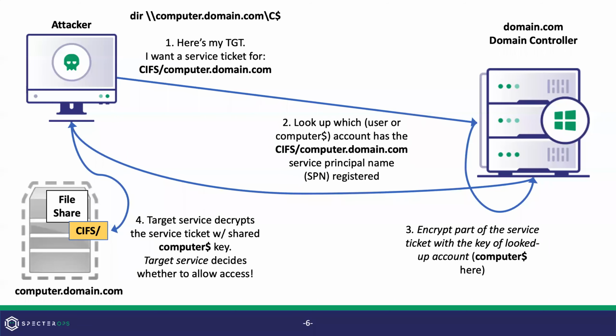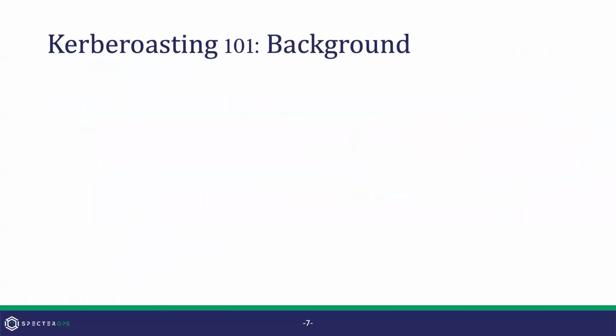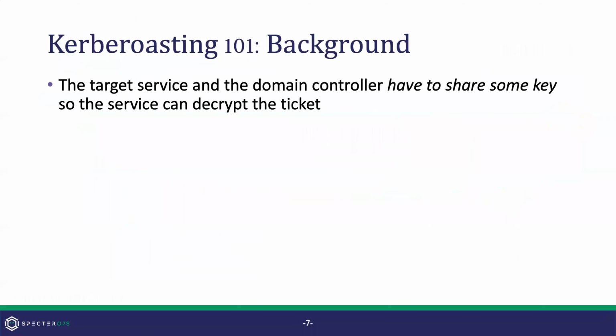We're all experts in Kerberos now after 2 minutes. In general, the reason this is architected this way is that the target service and the domain controller have to share some key so the service can decrypt the ticket. There has to be a shared key between that machine and the DC for this whole thing to work, which is why the computer's machine account or the user's account key is used to encrypt the service ticket.